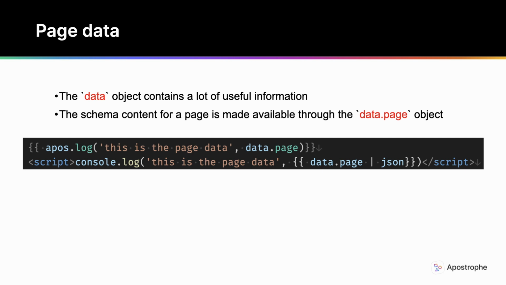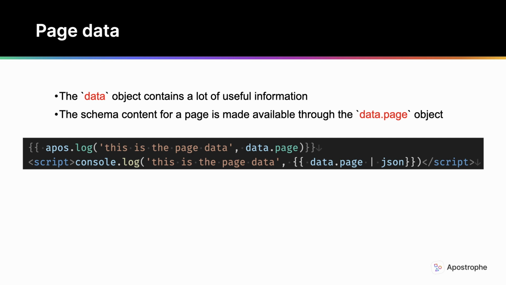An alternative to this is using a script tag surrounding a console log. This will pipe the log output to the browser console, since the script will be run on the client side. This is useful for parsing through large objects or using other console methods. Note the use of pipe JSON within the interpreted expression. This is saying that the data.page should be piped to the Nunjucks JSON filter.